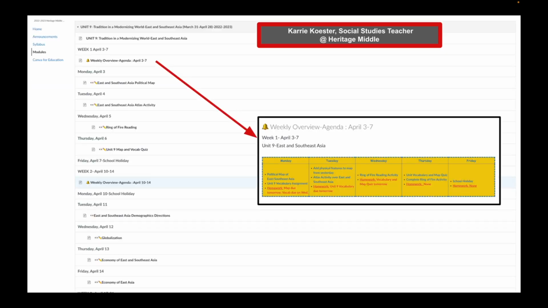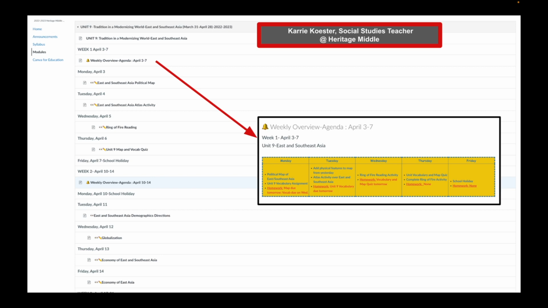Here is an example of the Unit 9 module expanded. This is the first module we are seeing in which she is utilizing text headers to differentiate according to date. So this is week 1, April 3rd to April 7th. Notice I have a screenshot of her overview.